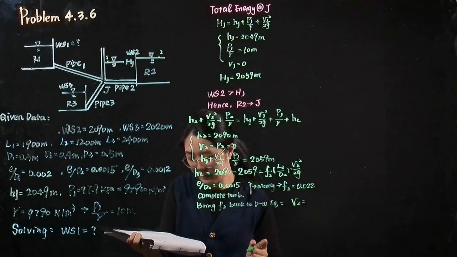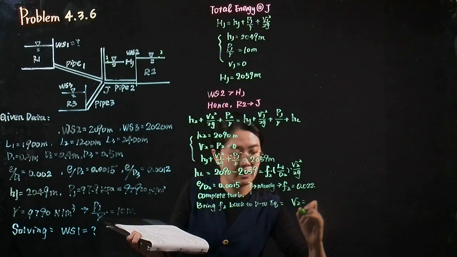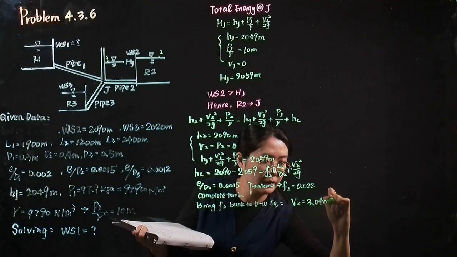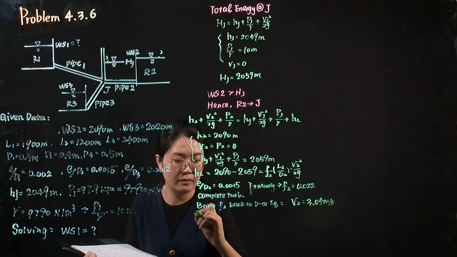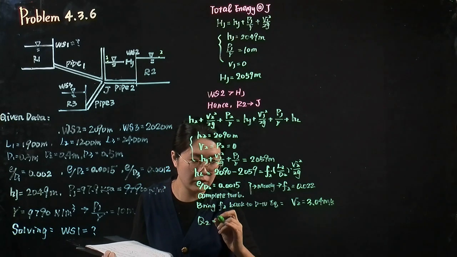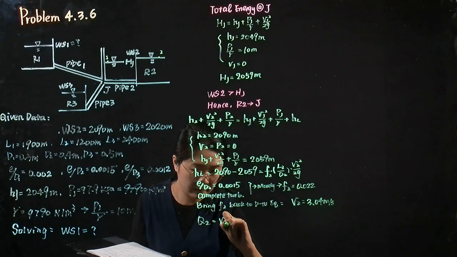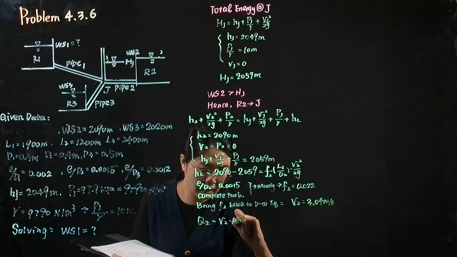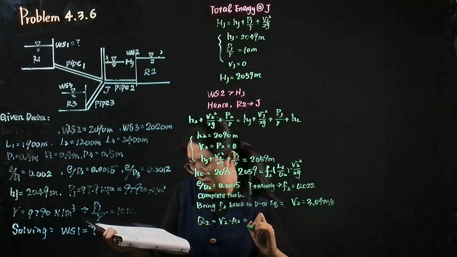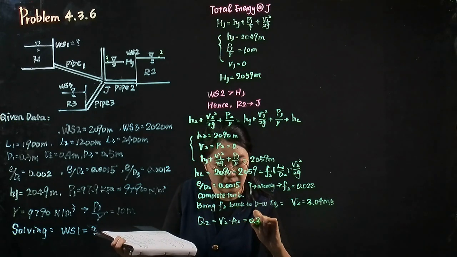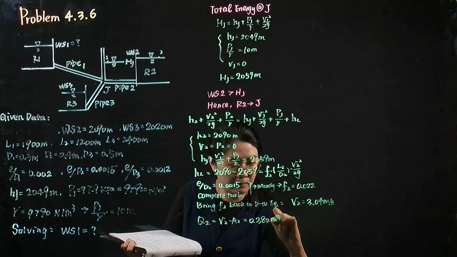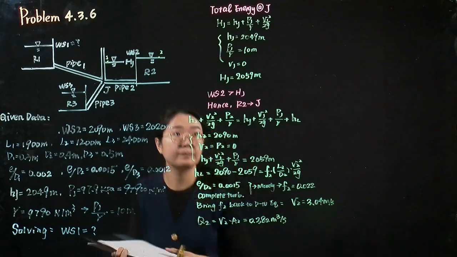The velocity in pipeline 2 equals 3.04 meter per second. Then we can calculate the flow rate in pipe 2. It equals the velocity times cross-sectional area. It equals 0.382 cubic meter per second.